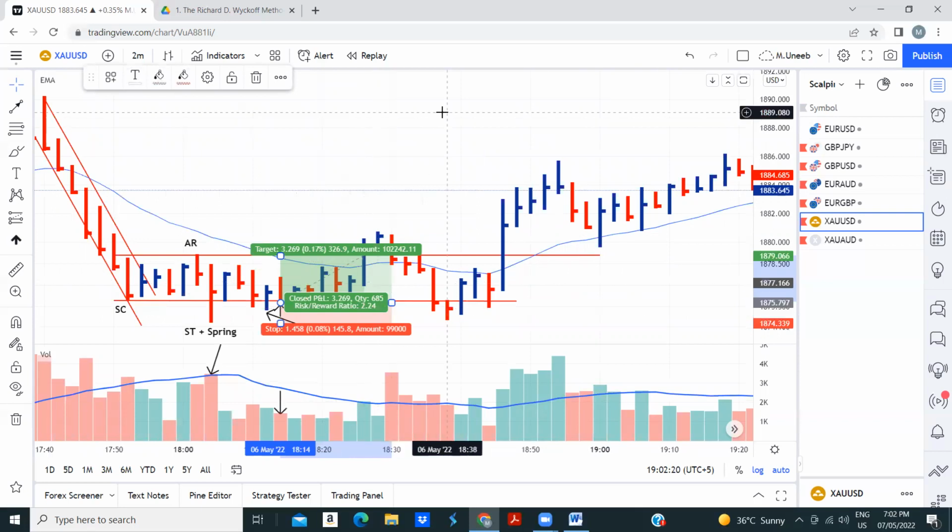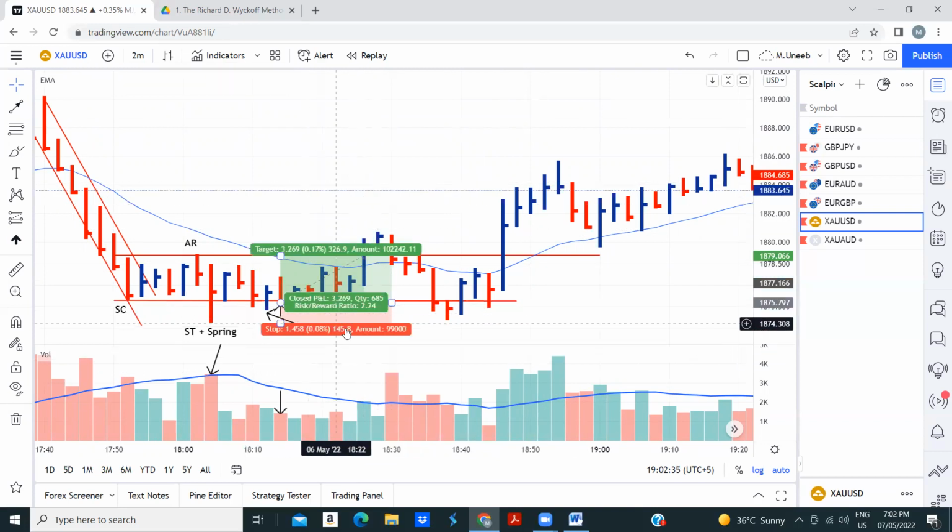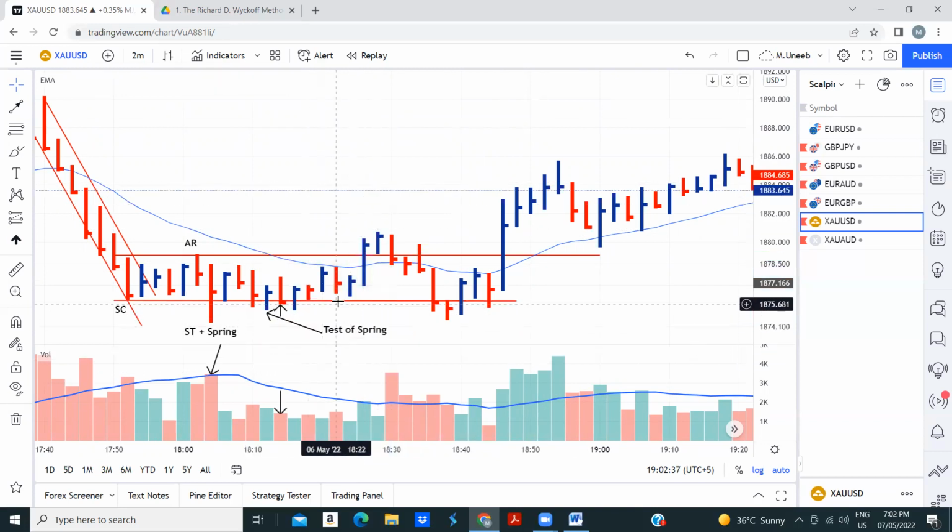Got it? So you have to think. When you see the setups, you will not take the trade immediately. You have to see whether we have a favorable reward to risk ratio or not. Got it? So this is test of spring. And after test of spring, when the price goes up, what do we call it? This one.